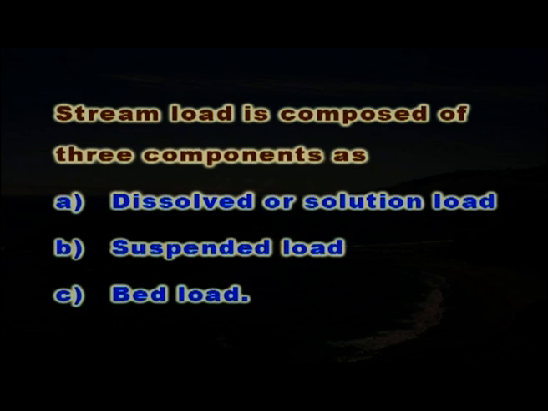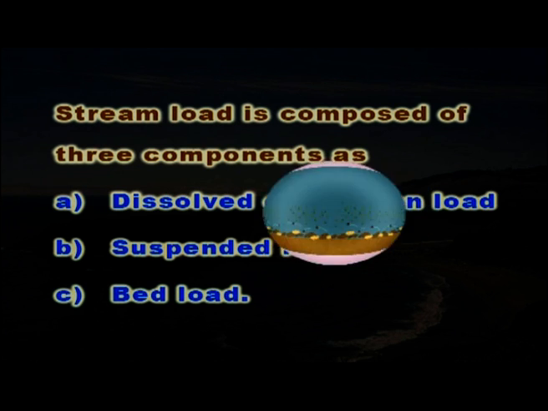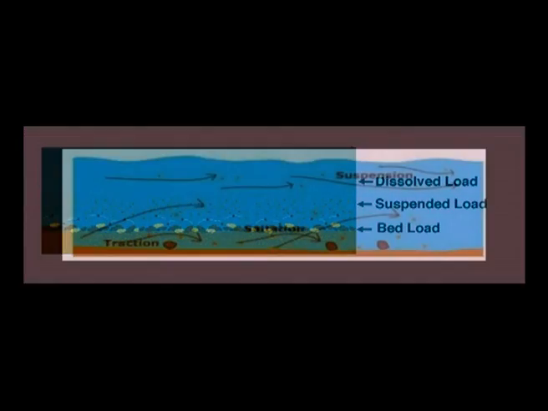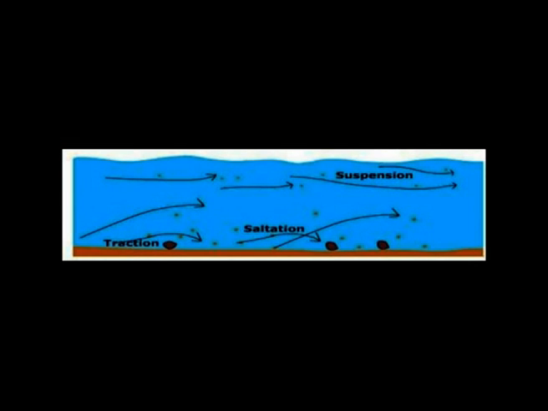The stream load is composed of three components: dissolved or solution load, suspended load and bed load. Water has the ability to dissolve soluble mineral substances on the surface and also within the groundwater system. The dissolved load comes primarily from the groundwater seepage into the stream. The suspended load is comprised of sediment suspended and transported through the stream. Turbulent flow suspends clay and silt in the stream.